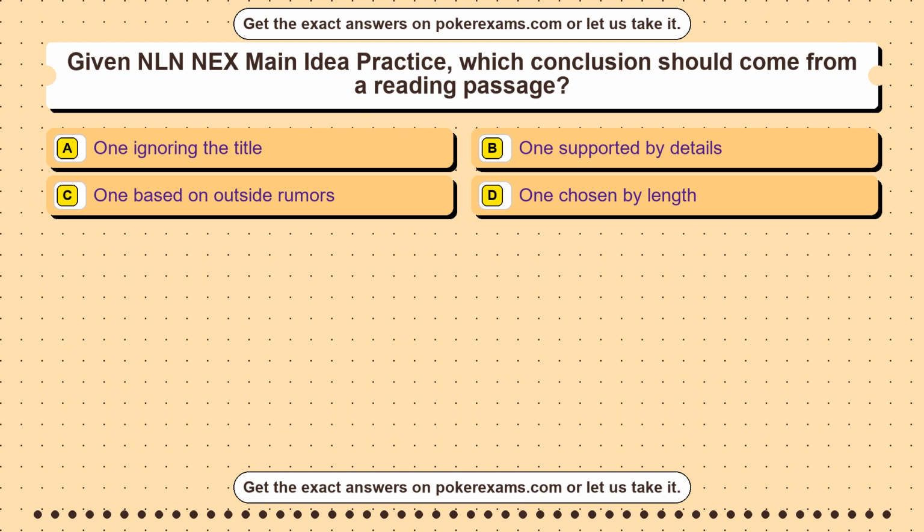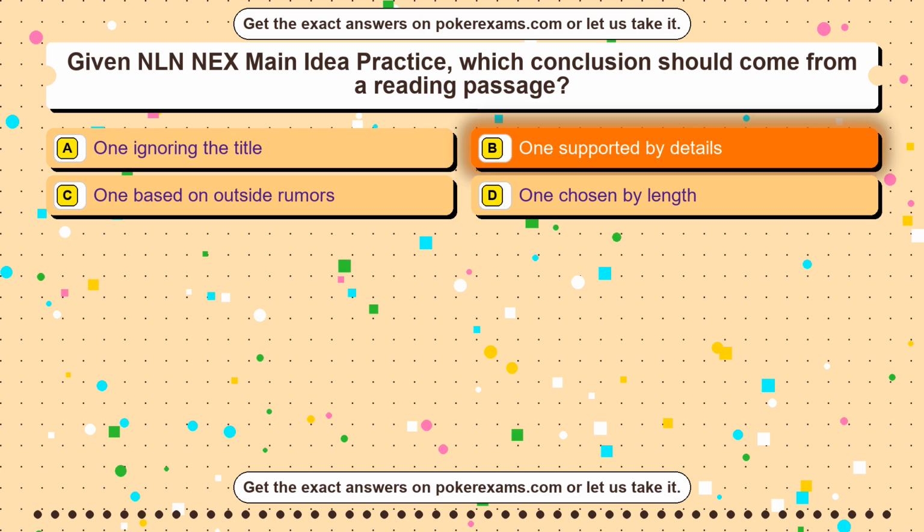Question 48. Given NLN NEX main idea practice, which conclusion should come from a reading passage? Option A, ignoring the title. Option B, supported by details. Option C, based on outside rumors. Option D, chosen by length. The correct answer is option B.